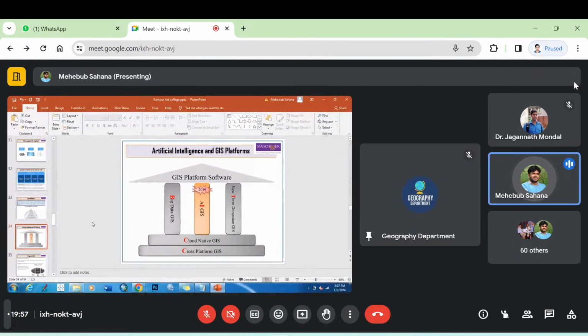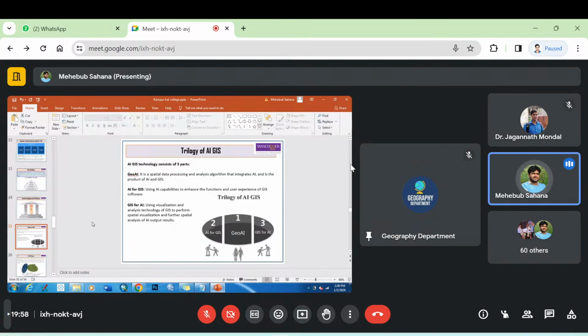So artificial intelligence and GIS platforms: big data GIS, AI GIS, new 3 dimensions, cloud native GIS, cross platform GIS. So a little bit back, some time ago I said that we need cloud for this kind of thing. Without cloud we cannot process so much data and such complex things on our computers. So the trilogy of AIGIS: AI for GIS, Geo AI, and GIS for AI.